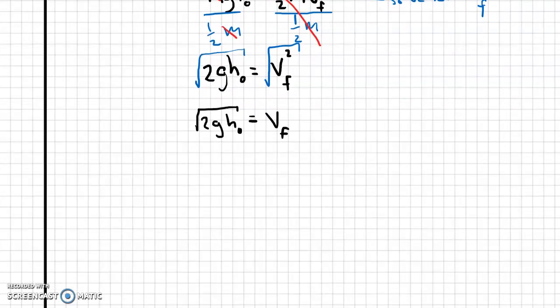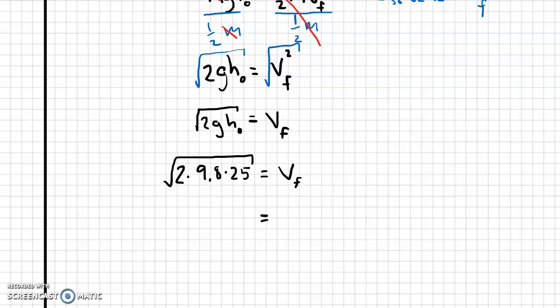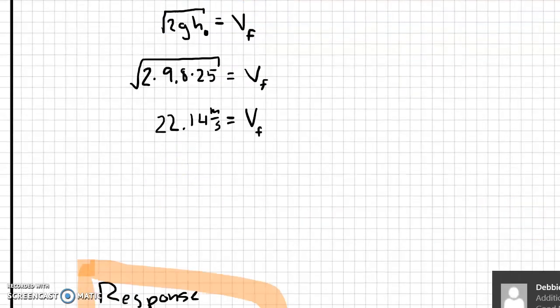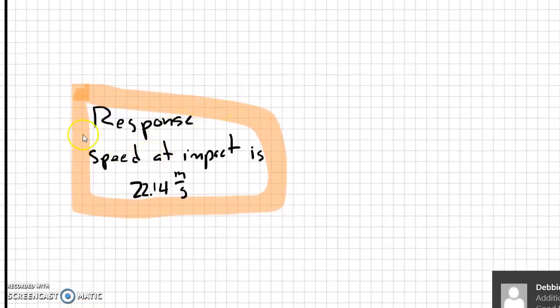So let's go ahead and substitute in some values now. We have 2 times 9.8 newtons per kilogram times the height, which was 25 meters, and I'm going to square root all that, and that's going to equal the final velocity. I'm going to get my calculator out and figure out what that equals. Putting this into my calculator, I end up with 22.14. So the response to our question, how fast is it traveling at impact, is that it will be traveling at 22.14 meters per second.